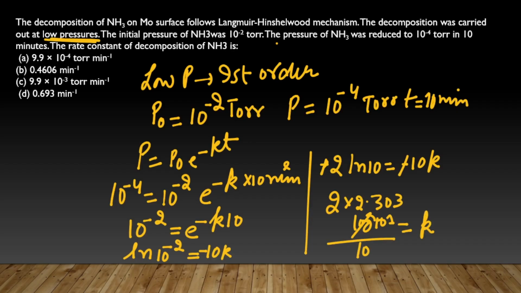So this is going to be equal to 4.606 upon 10, which we will get as 0.4606 minute inverse. So this is going to be your answer. 0.4606 minute inverse. Option B will be the correct answer in this case.